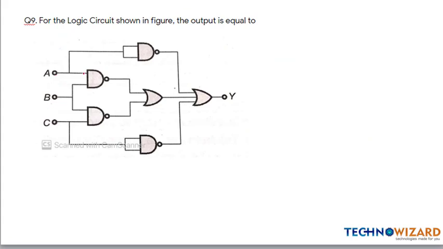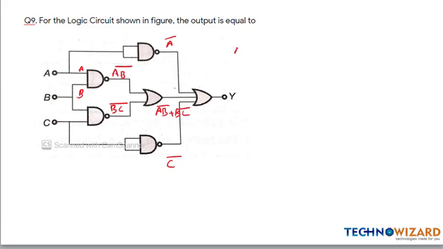If we are giving A as input here and B as input here, as it is a NAND gate, the output will be AB bar. Similarly, BC bar. This is a NOT gate. Then A becomes A bar and C becomes C bar. AB bar plus BC bar, as this is a NOR gate. Sorry, OR gate, AB plus BC bar.